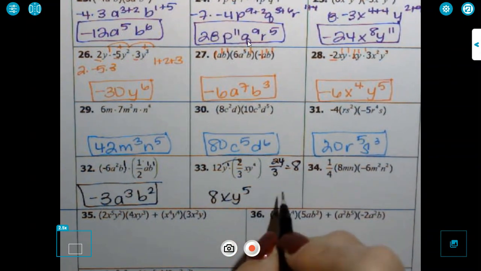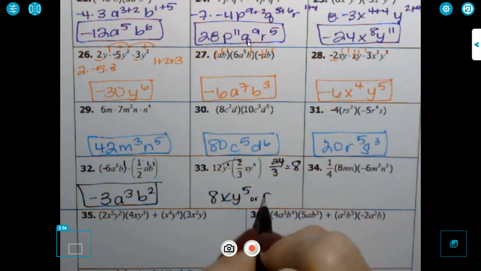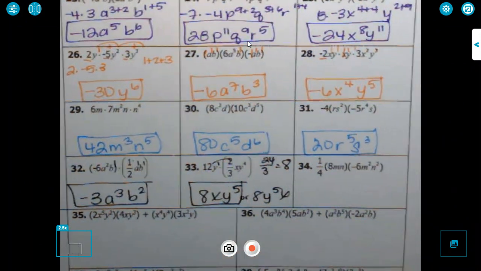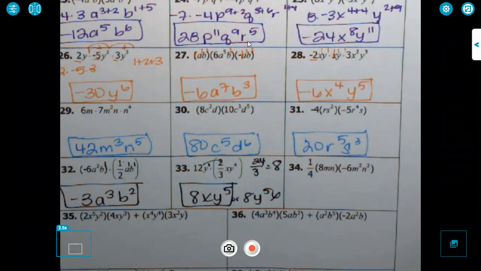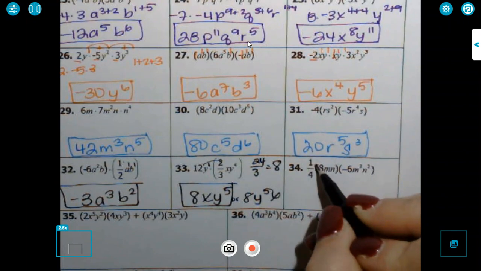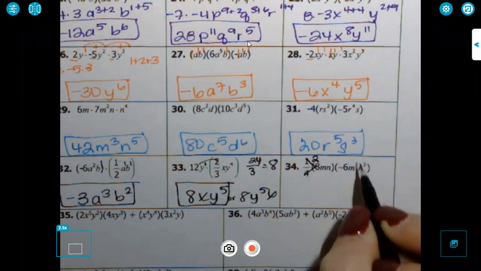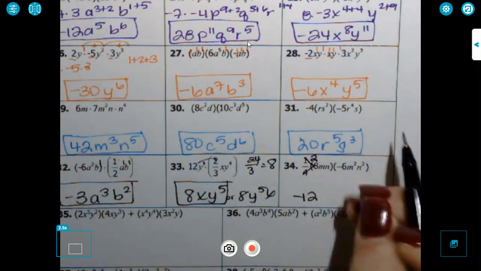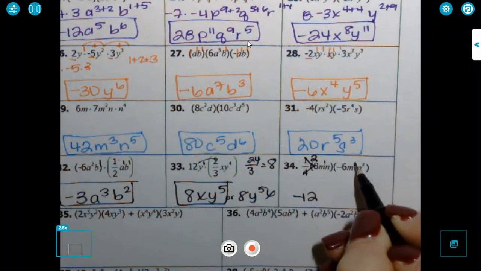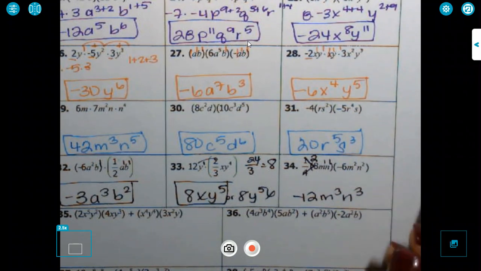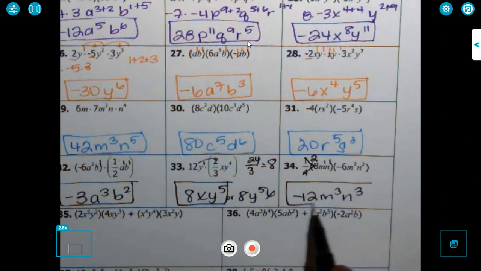There's a y1 here and y4, so it's going to be x, y5. You can have the y's first. It could be y5x. It doesn't matter. Your EOC will normally have them in alphabetical order, but it does not matter numerically, mathematically. They're both the same, okay? So 1 times 8 is 8. 8 divided by 4 is 2. So this becomes a 2. 2 times -6 is -12. Then I've got M1 and M2 is M3. N1 and N2 is N3. And that should be my answer. Okay.